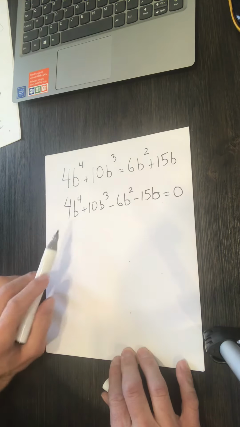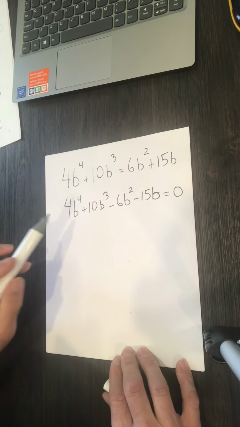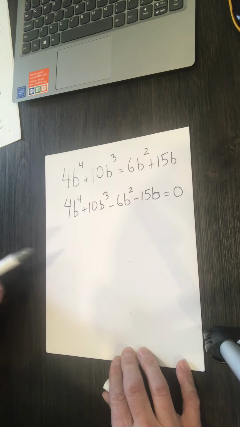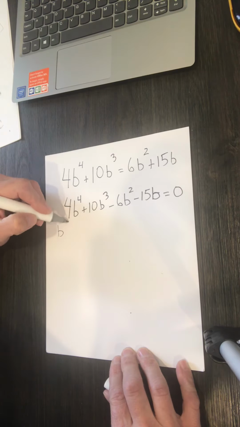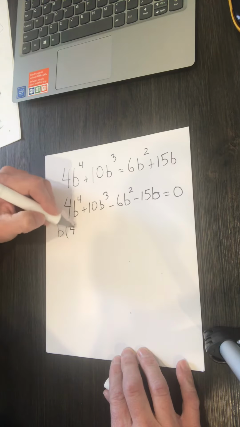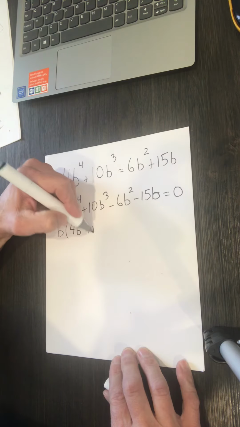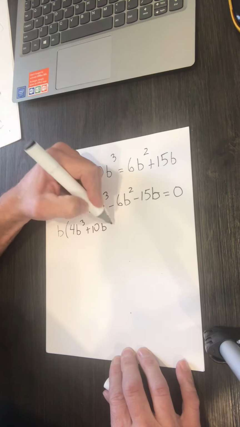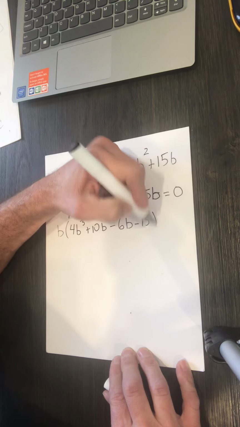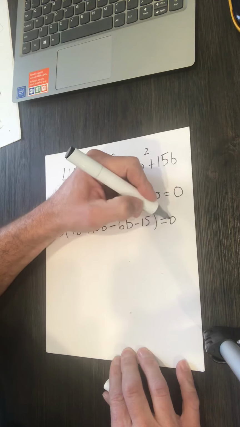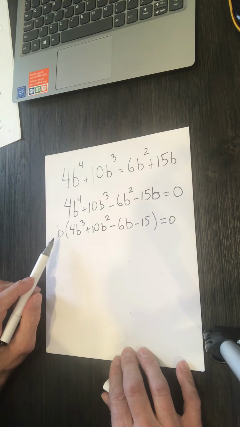Now, the first rule of factoring is looking for a greatest common factor. And there is one that's not 1. It's b, which is common to all the terms. So we can factor out that b. And if we do that, that leaves 4b to the third power plus 10b to the second power minus 6b minus 15 is equal to 0. All of the powers of b went down by 1 when we divided the b out of there.